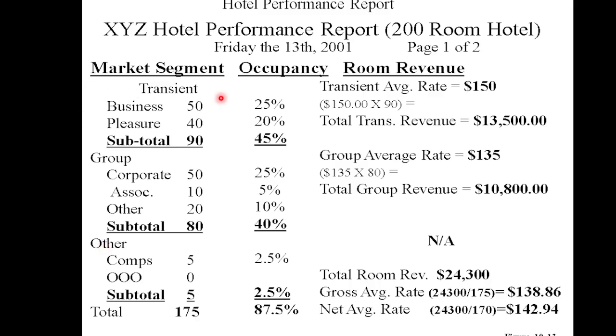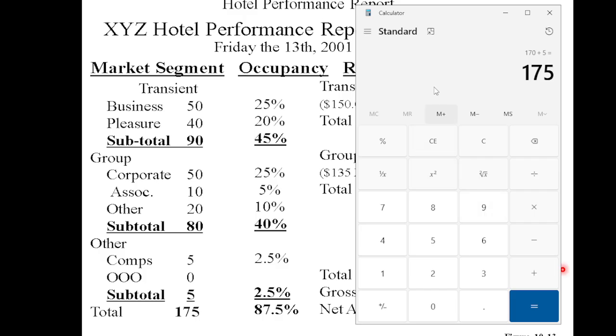Okay, so we'll have the room revenue here. Average rate is 150, correct? So this is basically the rate of the room, $150 per room for the transient room. So computation is 150 room rate and then times 90. So as you can see, here's the subtotal. So that's equal to $13,500. So it's simple. You just need to multiply that one.